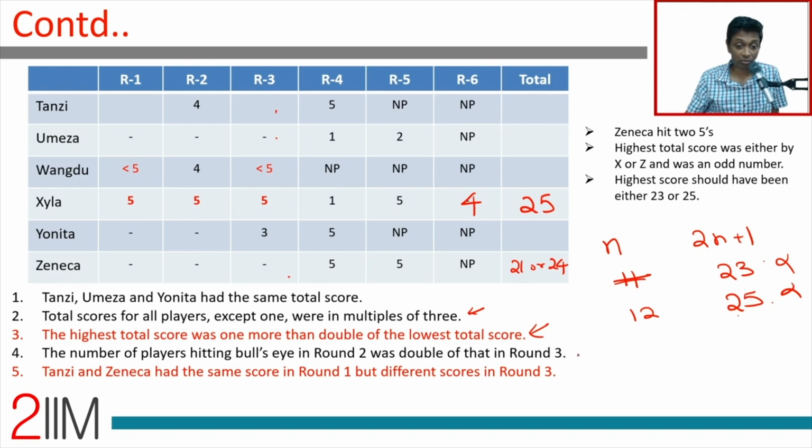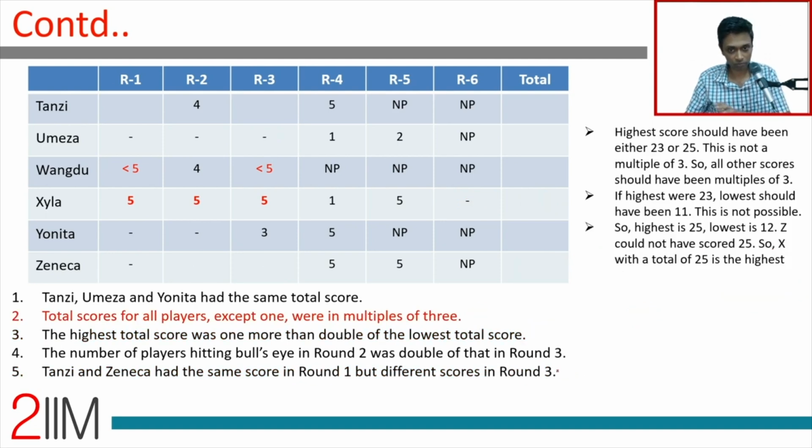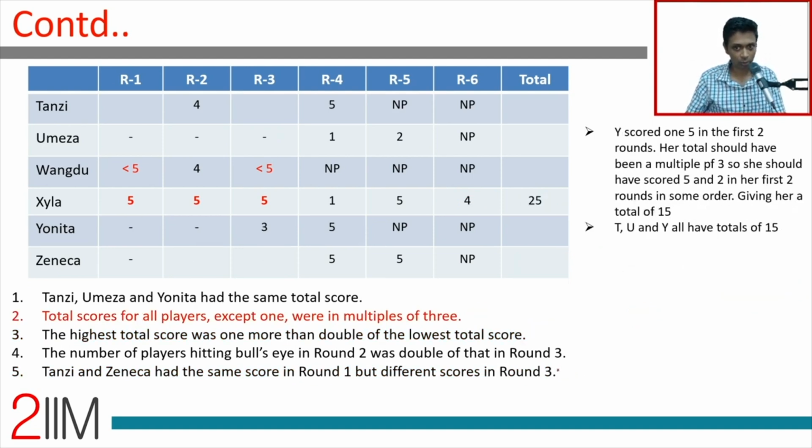Tanzi and Zeneca had the same score in round 1 but different scores in round 3. We'll have to worry about this. We'll worry about this a little later on. And 25 is the highest. So far so good. Right. Total scores for all players except one were in multiples of 3. One of them scored 12. That much we know. Now 5 plus 4 is 9.